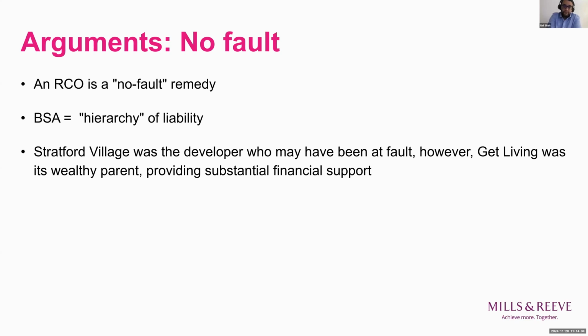And again, that point just reinforces that the fact that Stratford Village was a developer who may have been at fault doesn't mean that Get Living, its wealthy parent company, can somehow just get off scot-free. So I think that decision was fairly logical. It was quite obviously controversial at the time, given some of the things I've discussed, but I think it broadly followed what the Act was designed for and what Section 124 is aimed at.